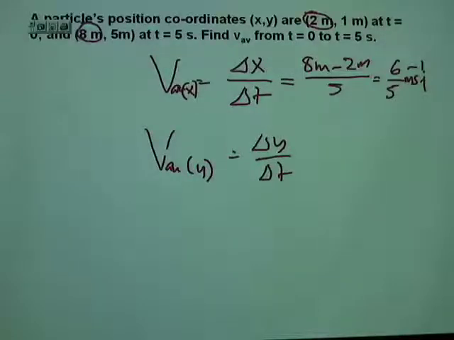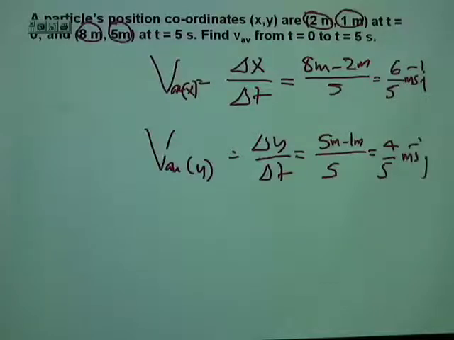Average velocity in the y direction will be delta y divided by delta t. What is delta y? The change in the y position. It will be 5 meter minus 1 meter. That will be 5 meter minus 1 meter over 5. And that will be 4/5 meter per second j.